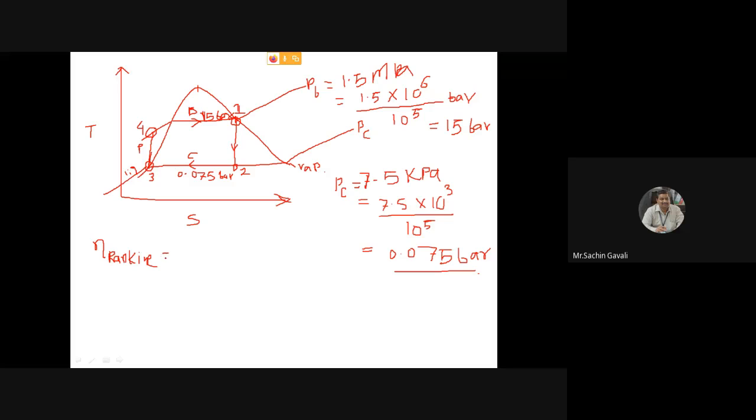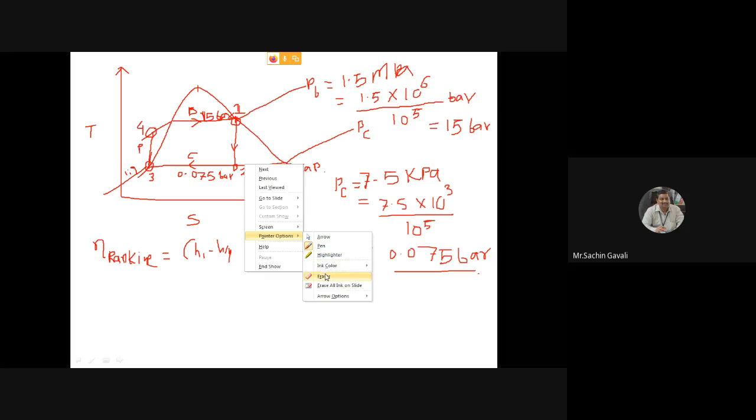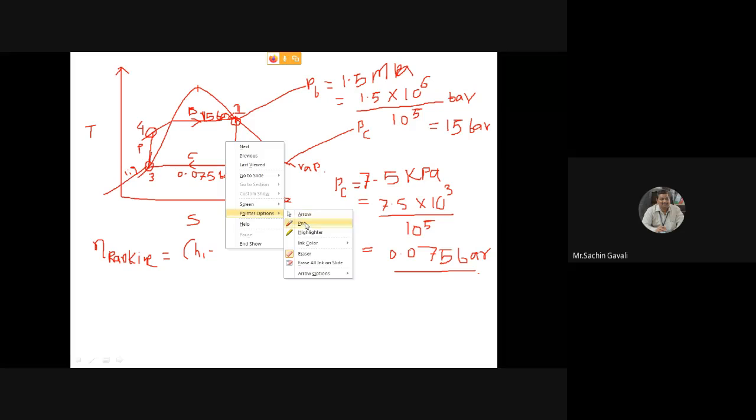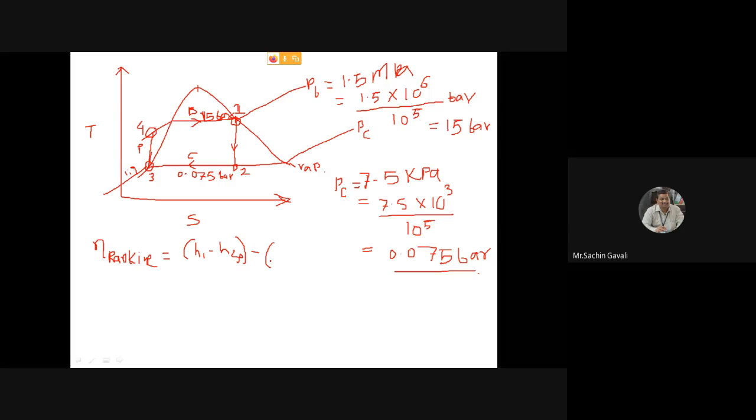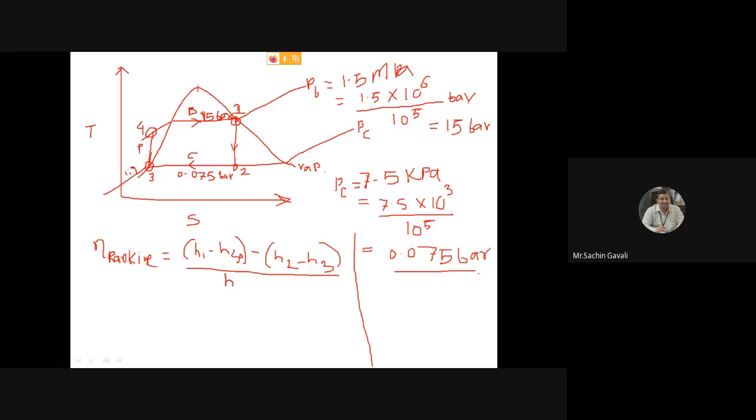What is the formula for eta Rankine? Heat supplied H1 minus H4, minus heat rejected H2 minus H3, divided by heat supplied H1 minus H4. This formula everybody should remember. It should be on the tip of your tongue.